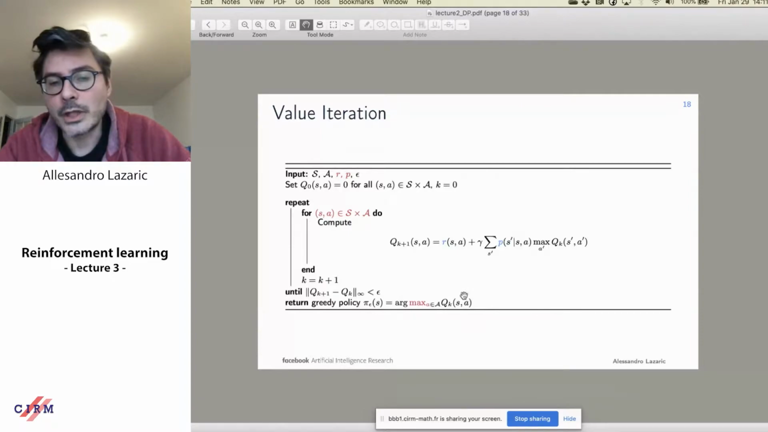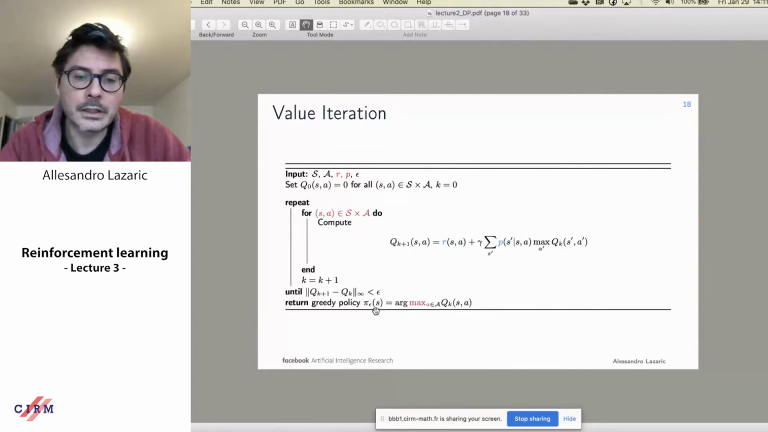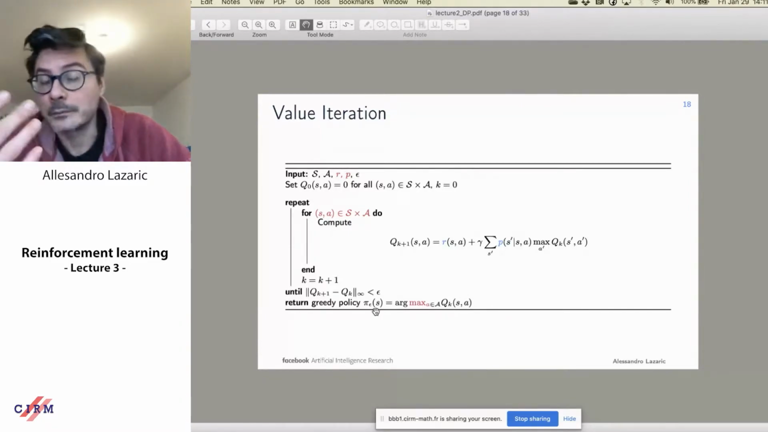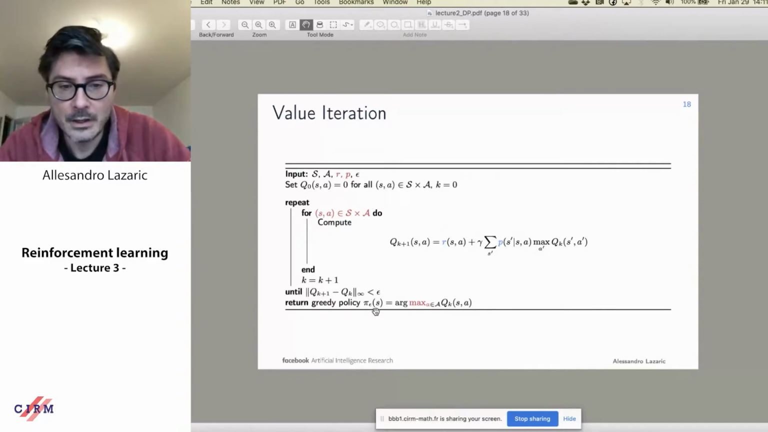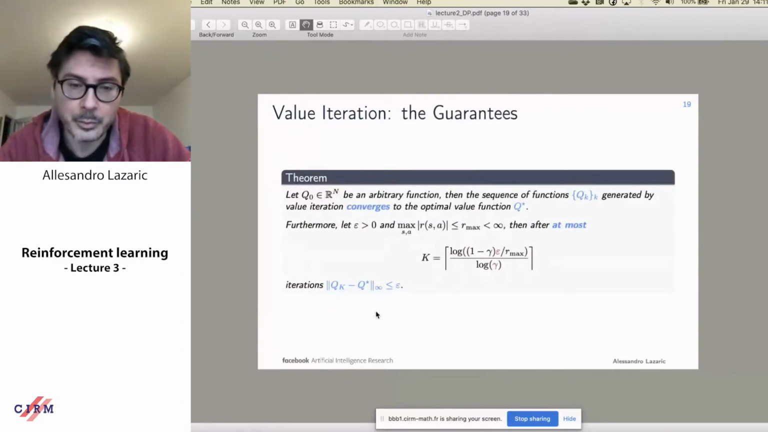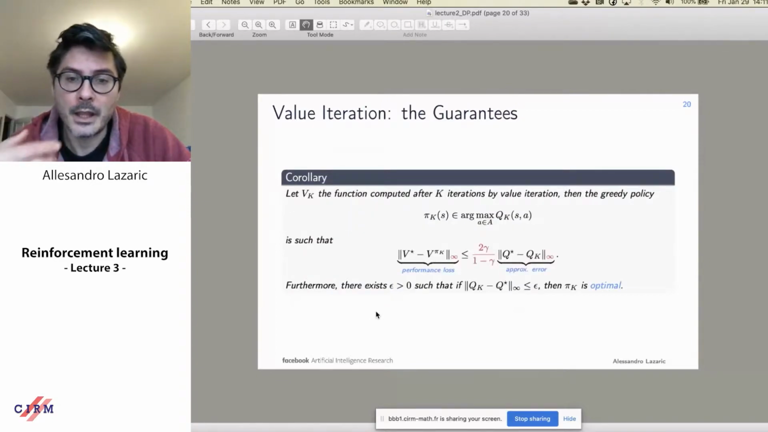But we know that this Q_k tends to Q star, and so taking the associated greedy policy seems like a good idea somehow. And this was further supported through the guarantees that we have, both in terms of convergence speed and the fact that if we do stop after k iterations, then we are returning a policy which indeed performs well.